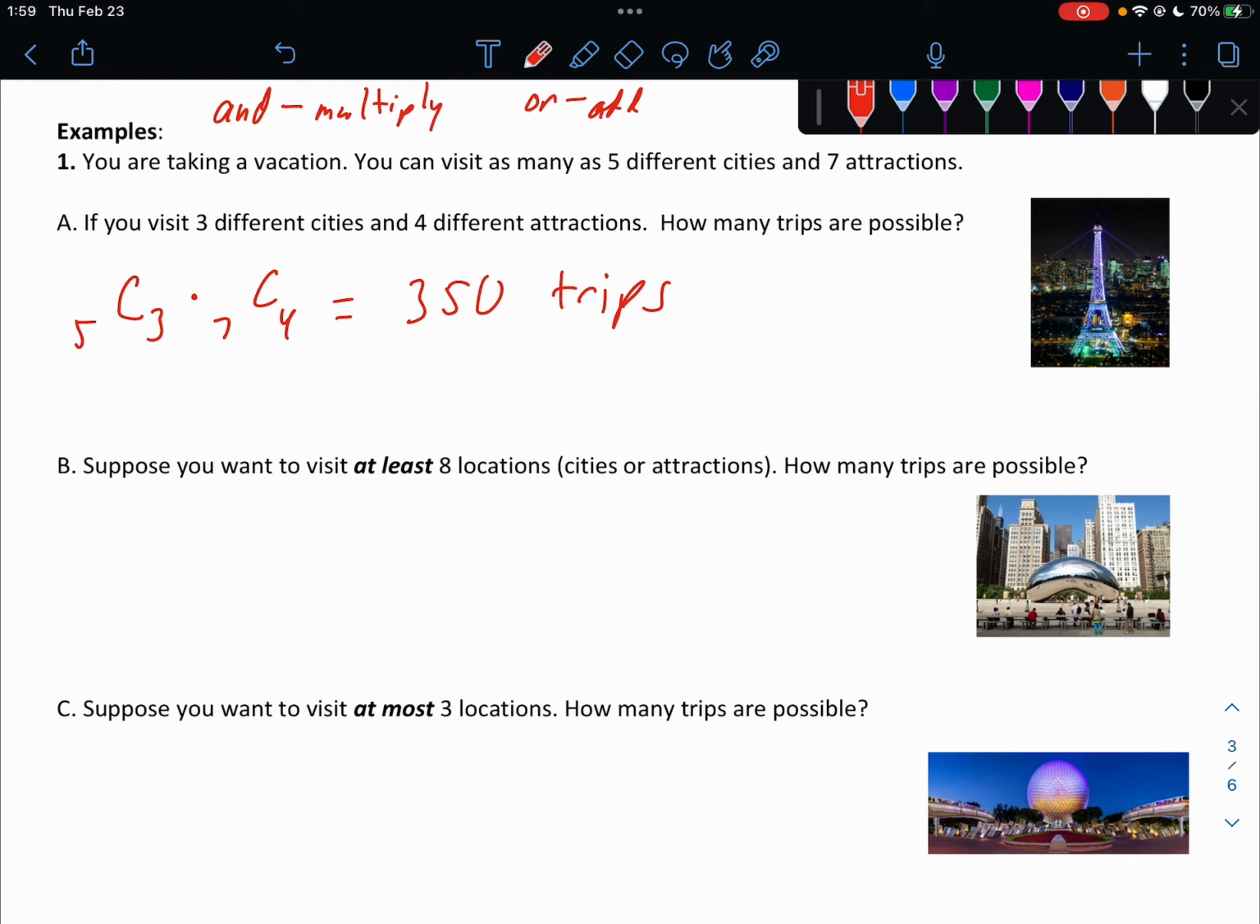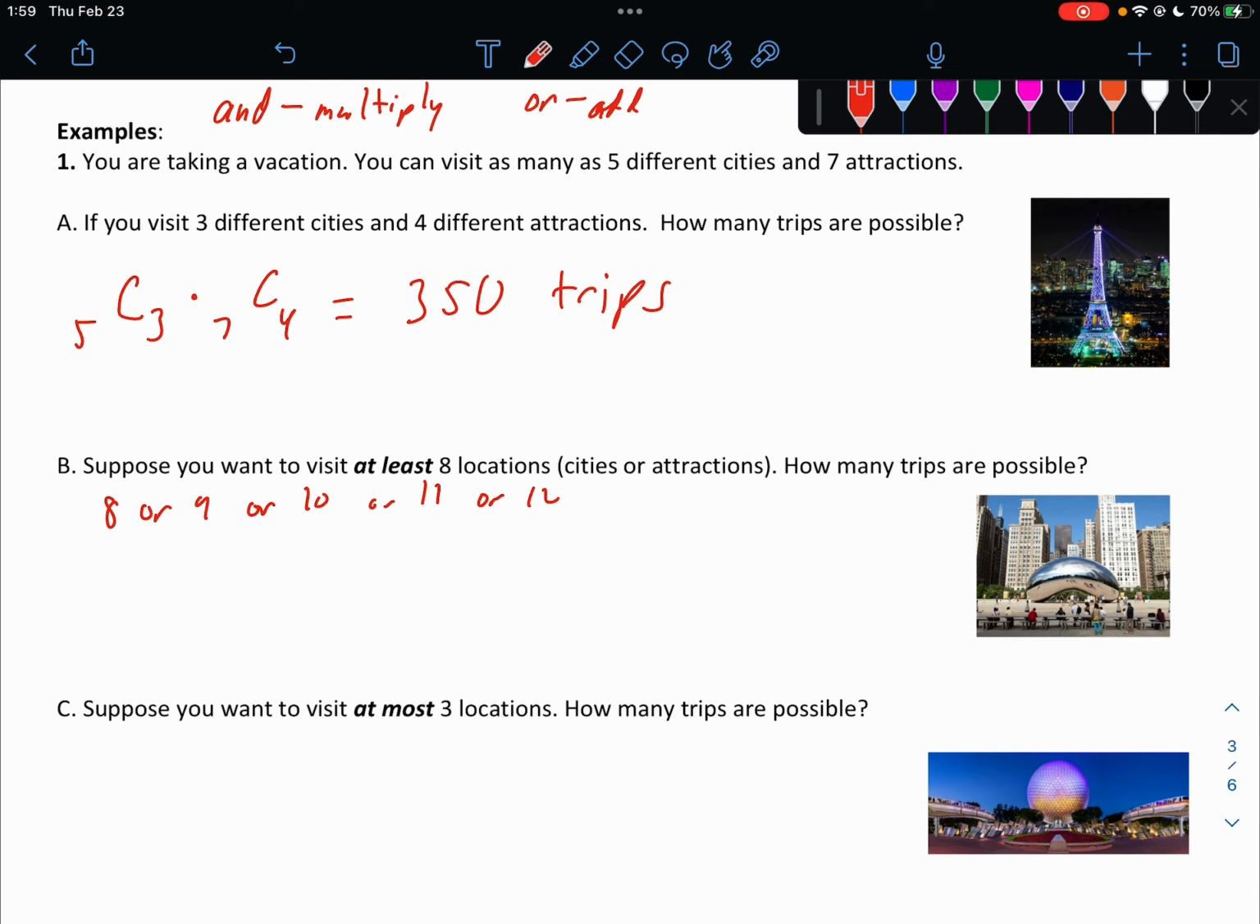Letter B, suppose you want to visit at least 8 locations total. Okay, so that means you're going to visit 8 or 9 or 10 or 11 or 12, right? That's the way you want to think of it. So we're going to add 5 different combinations together. There's a total of 12 different places here, right?